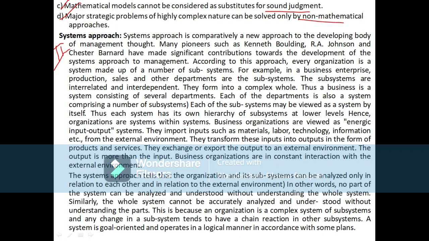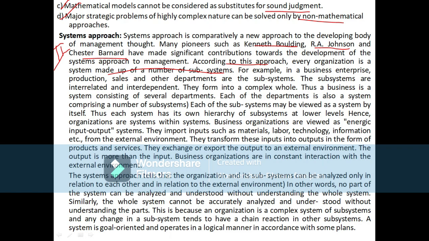Okay, so according to this approach, every organization is a system made up of a number of subsystems. If you see who the pioneers of this systems approach are, they are Kenneth Boulding, R.A. Johnson and Chester Barnard. They have made significant contributions towards this systems approach, or else systems theory.